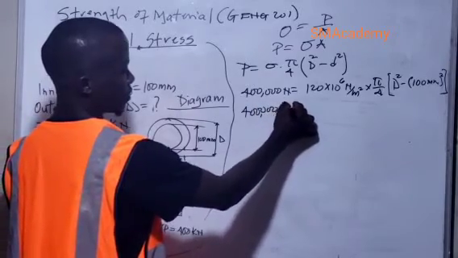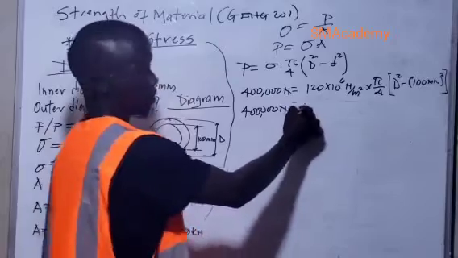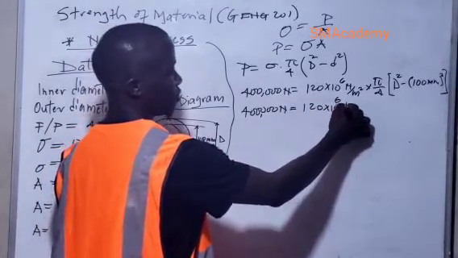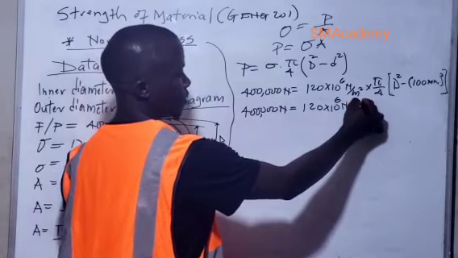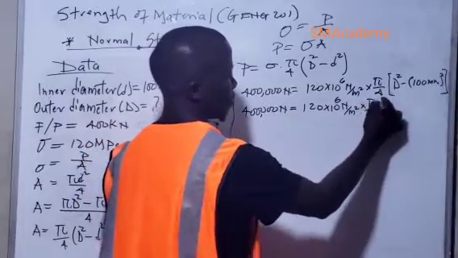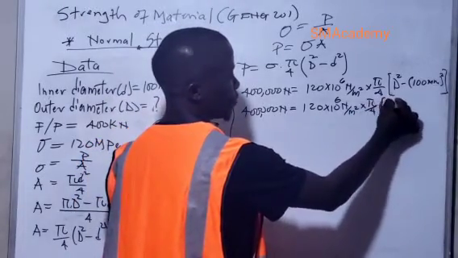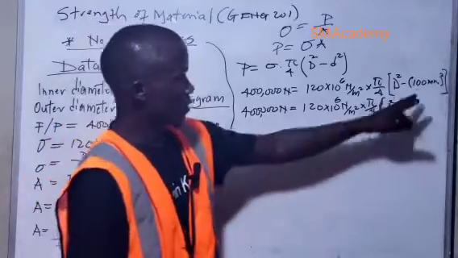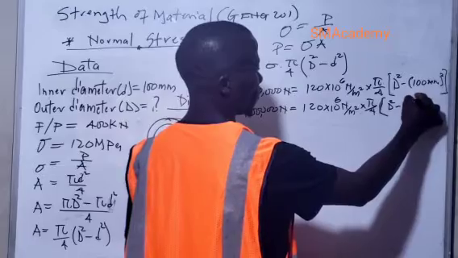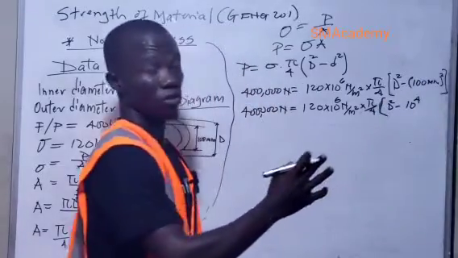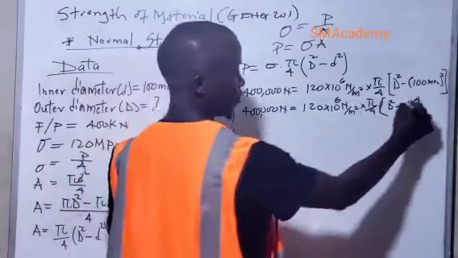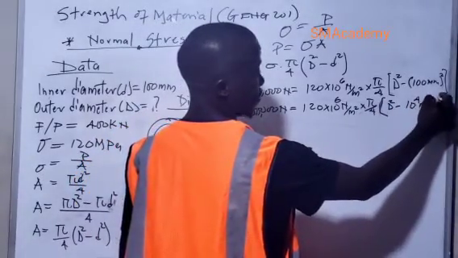So we say 400,000 Newton is equal to 120 times 10 raised to 6 power Newton per meter square, times pi over 4, times outer diameter square minus that 100 square. If we give out 10 raised to 4 power, because 100 times 100 is 10,000, millimeter square.